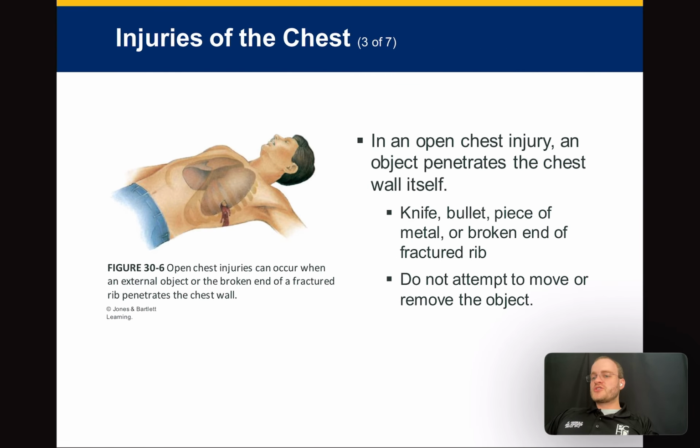Now, an open chest injury is when an object penetrates the chest wall itself. Knives, bullets, pieces of metal, shrapnel, broken ends of a fractured rib, all of these things can cause an open chest injury. Blast, even severe blunt trauma can open up the chest. And so do not attempt to move or remove the object. When is the only time we can remove an object? If it interferes with CPR.